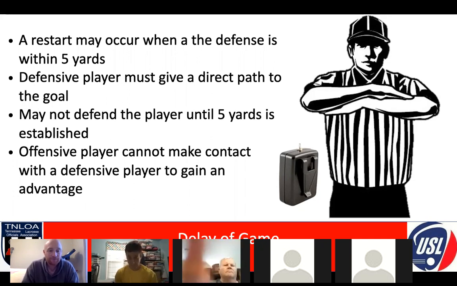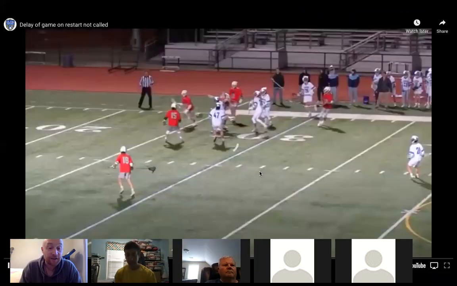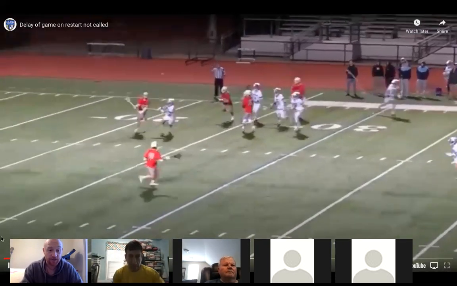Here's the big one. An offensive player cannot make contact with a defensive player to gain an advantage. If we blow the ball live and the defensive player is within 5 yards, if that offensive player runs towards the defensive player, there's no delay of game. Offensive guy is an idiot and shouldn't have done it in the first place. Okay, here we go. Here's a great example of the defense not yielding 5 yards on a restart.